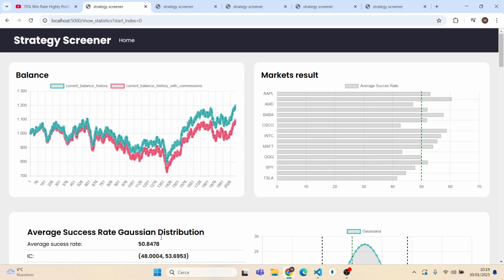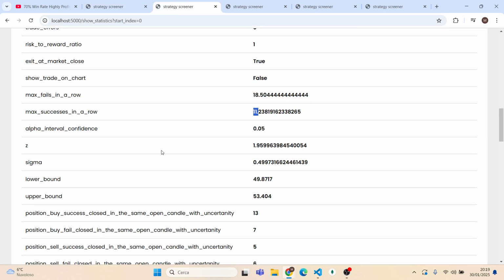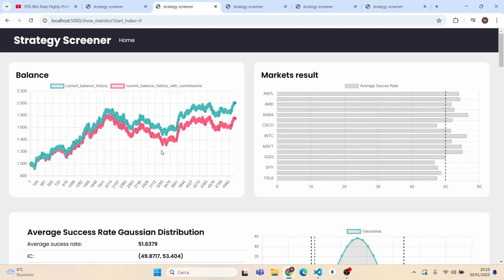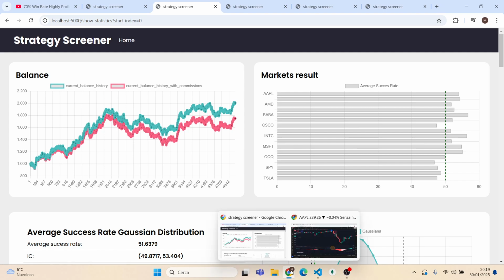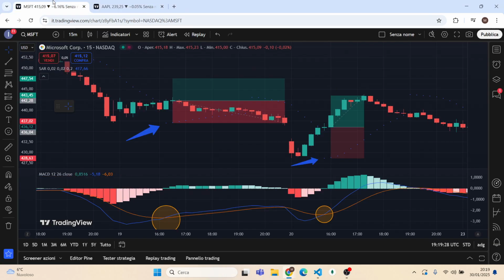So why is this balance plot on the thumbnail? Because I decided to remove some conditions from the strategy, and it looks like removing these conditions improved the strategy, because this is the balance of the strategy with just one improvement. And what is this improvement? Let me show you some examples on the chart so you can clearly understand.